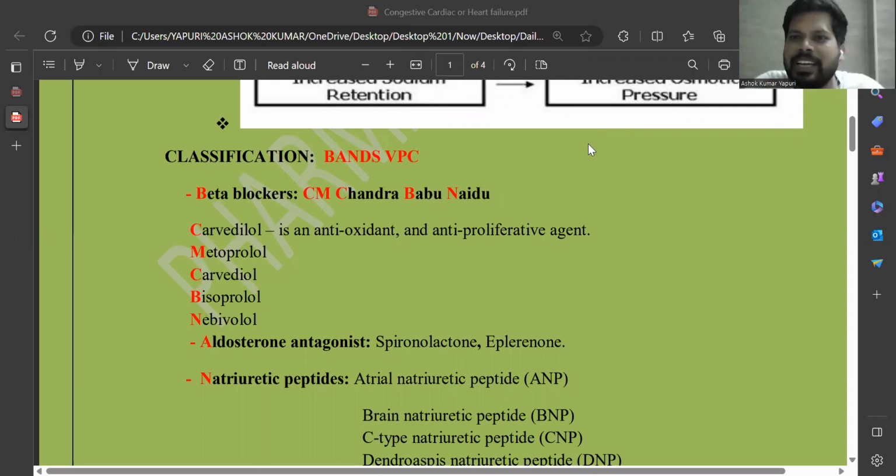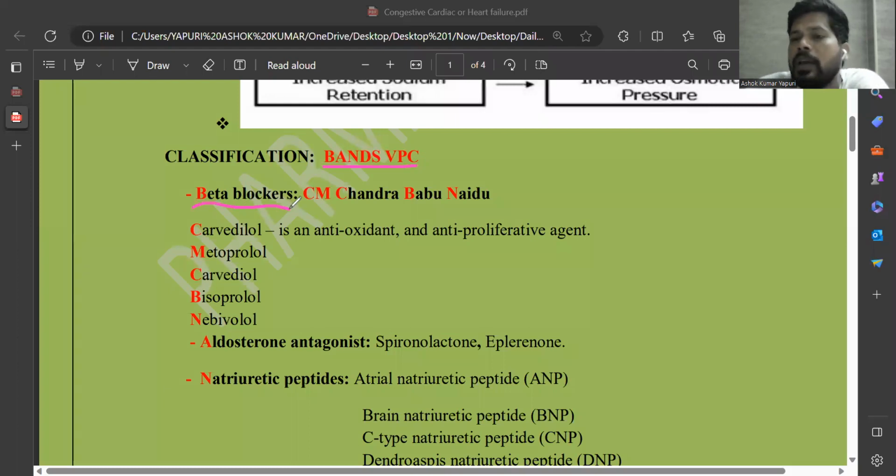In this session, I am going to discuss drugs for the treatment of congestive heart failure. This classification you can remember with an easy trick, that is BANDS VPC. B means beta blockers.